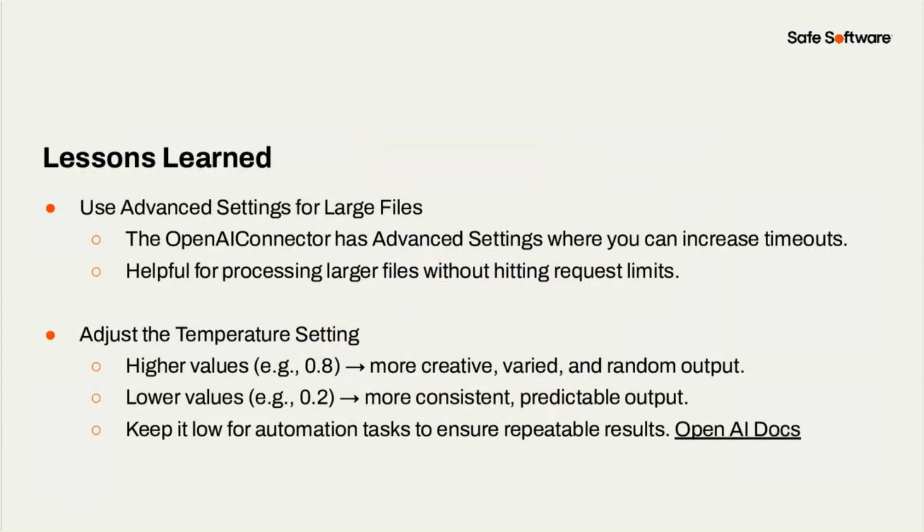Okay, so lessons learned here. Because I was working with such a large file, I had to change the advanced settings in the OpenAI connector. I increased my timeouts to make sure I wasn't hitting my request limits. I also took a look at the temperature setting and changed it to a lower value because I wanted my output to be more predictable and consistent. I didn't want it to be random, varied, or creative, so I lowered those values too. Like I mentioned on the beginning slide, this is all in an article that's available online, so you can walk through this yourself.